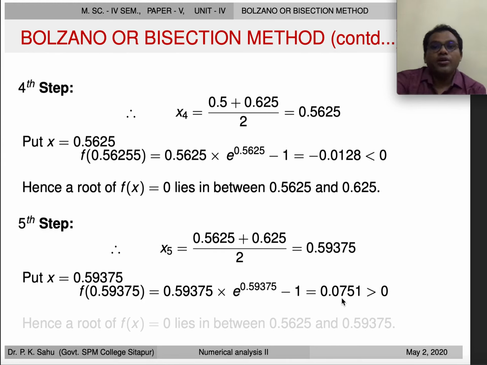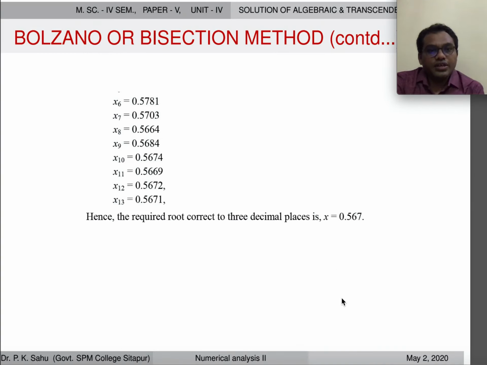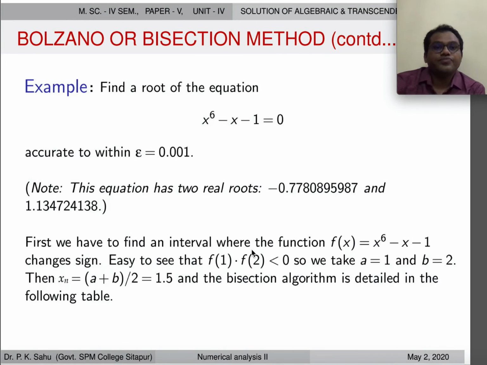Now we have to solve this equation up to 3 decimal places. So we continue this way, and after the 12th iteration, or 12th approximation, we have the root 0.5672, and after the 13th approximation we have the root 0.5671. So the required root, correct to 3 decimal places, is 0.567. In this way we have to solve an equation by using the bisection method. Let's see one more example.